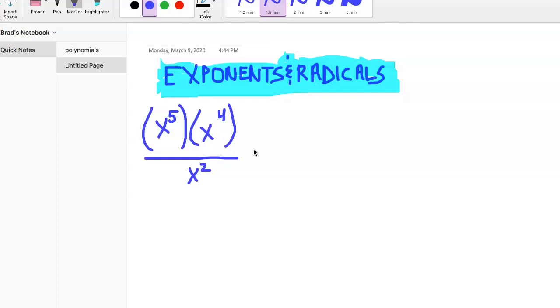Okay, so when we have x to the 5th times x to the 4th divided by x squared, we need to know what to do when we multiply exponents as well as when we divide them. When the base is the same, here we have x, this is a base, x, this is a base, exactly the same, then we just add the exponents. So 5 plus 4 is 9, and so we have x to the 9th, x squared stays the same down here.